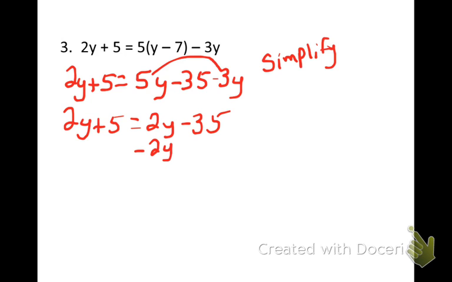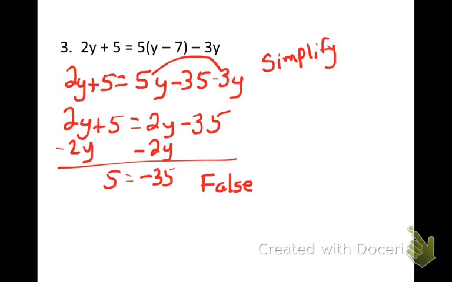So now I'm going to subtract 2y from each side, and something happens here. I get 5 equals negative 35. So my variable disappeared, subtracted away, and I get a number sentence. So what can you tell me about this? Is it true or false? Is 5 equal to negative 35? Well, no, it is not. That is false.